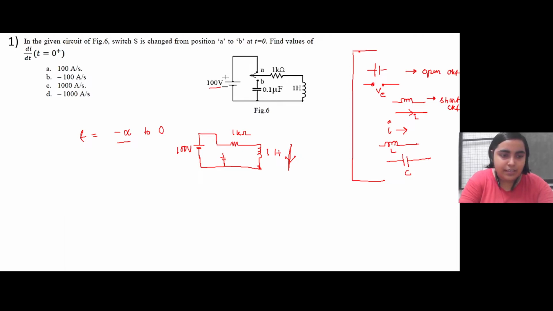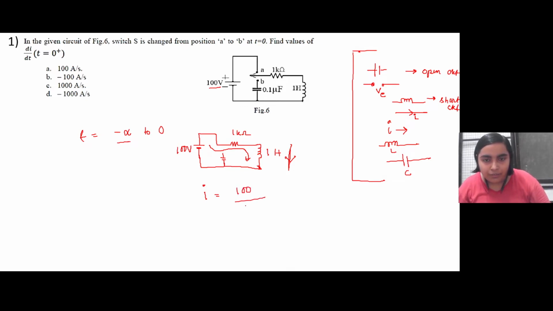Since this inductor is acting as a short circuit, the current that will be flowing through this particular circuit will be just V by R, that is 100 divided by 10 to the power 3, since it is in kilo ohm. So 0.1 ampere. Right, 0.1 ampere.